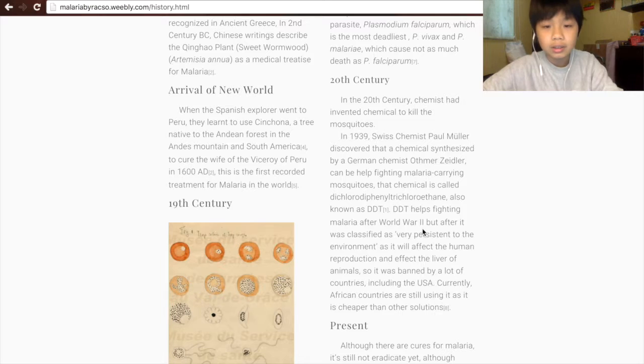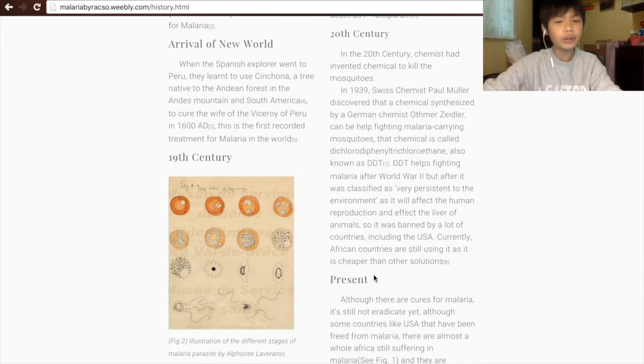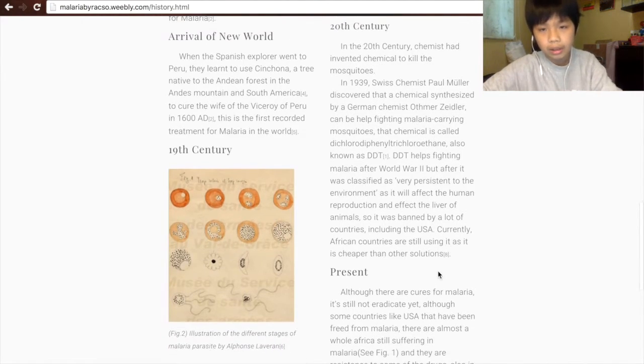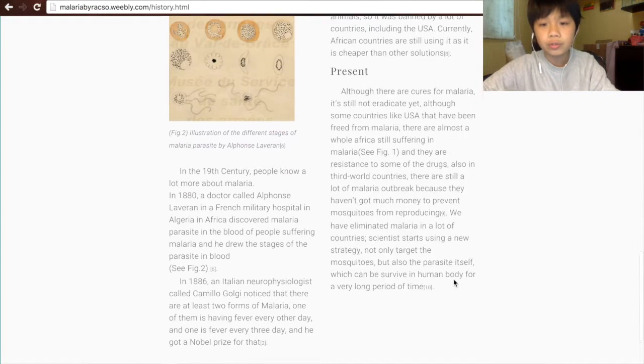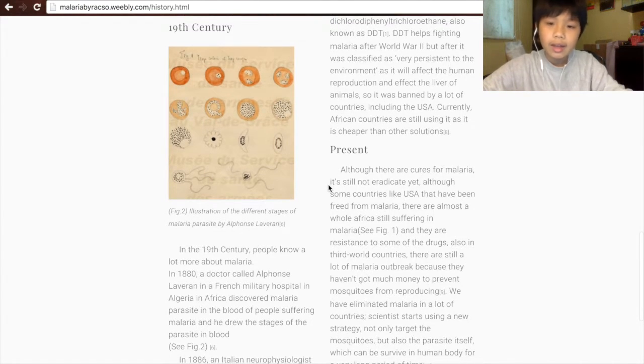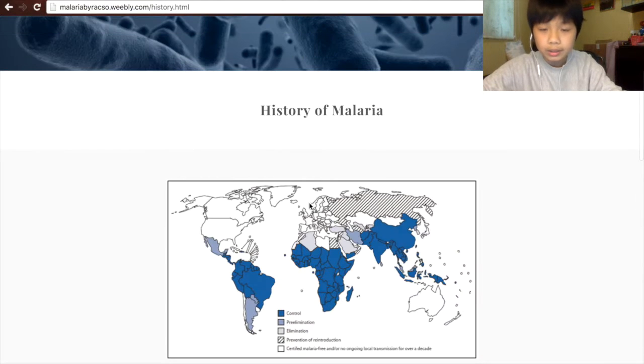as it affects human and animal reproduction, and it also affects the liver of animals, so it was banned by lots of countries, including the USA. Currently, there are still a lot of African countries and third world countries using DDT, as it is cheaper than other solutions to kill mosquitoes. Although there are cures for malaria, it is not eradicated yet. Some countries like the USA, Canada, Australia, and a lot of European countries have been freed from malaria.